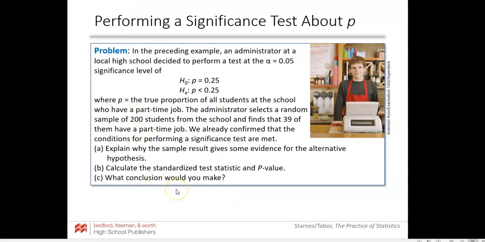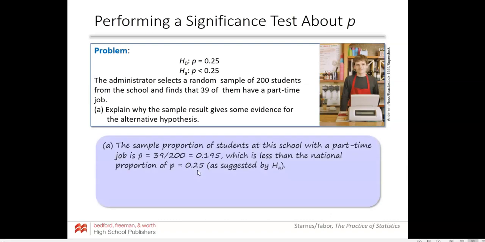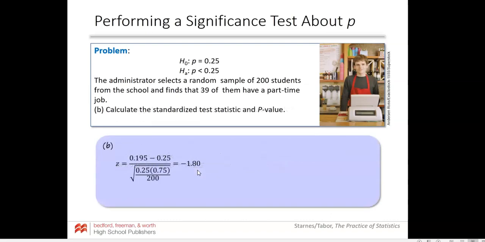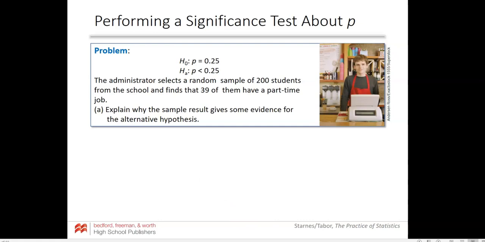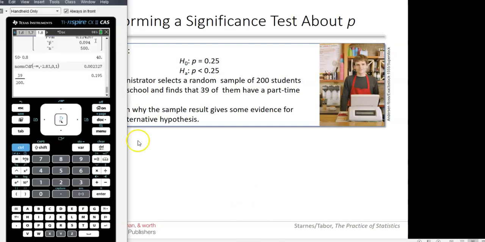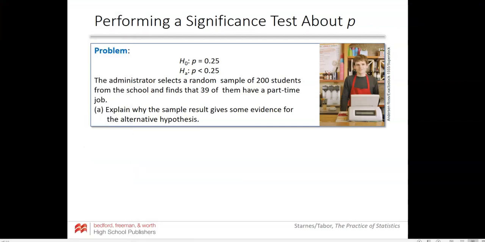What conclusion would you make? Well, we have to see what that value is. So we get negative 1.8, right? So if our z value is negative 1.8, let's go back to this. We're going to do norm CDF, so menu, 652, negative infinity to negative 1.8, I believe. So there's a 3.5% chance of that happening, which is the p-value, given that the null is true.